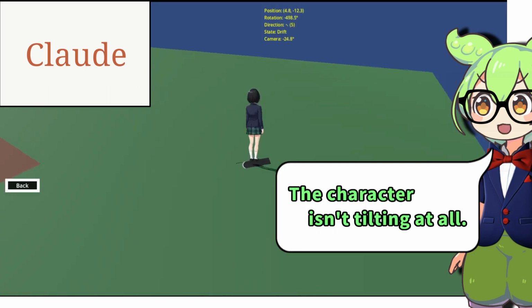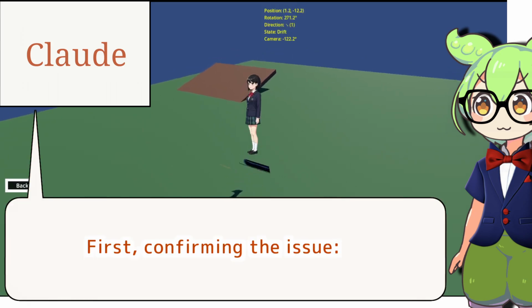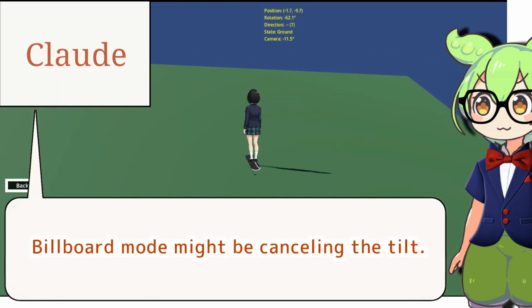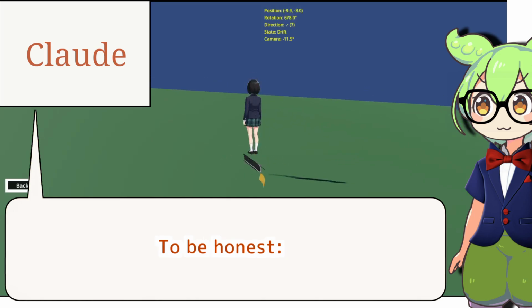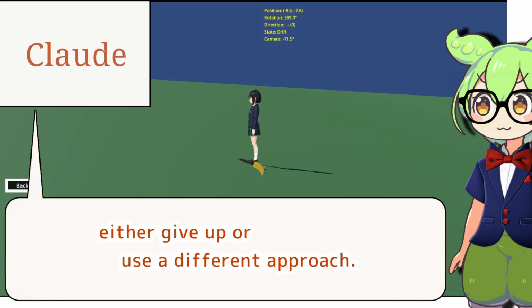The character isn't tilting at all. First, confirming the issue. Reason character tilt is invisible. Billboard mode might be cancelling the tilt. To be honest, character tilt is difficult to combine with billboard. Either give up or use a different approach.